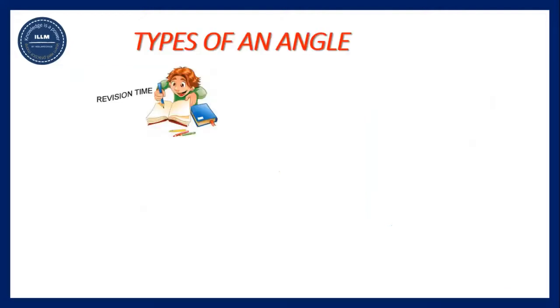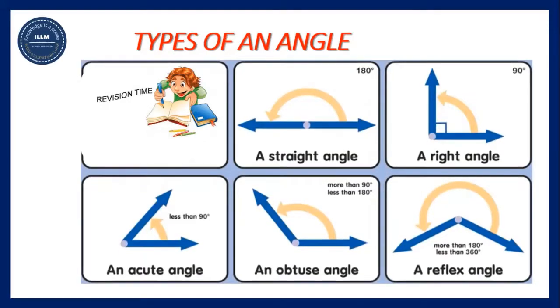Next, we will reinforce types of an angle. As I have told you earlier, there are five types of an angle. First one is a straight angle, which is exact 180 degree. The next is a right angle, which is exact 90 degree. The next one is an acute angle, which is less than 90 degree. The next one is an obtuse angle, which is more than 90 degree but less than 180 degree. The last one is a reflex angle, which is more than 180 degree but less than 360 degree.